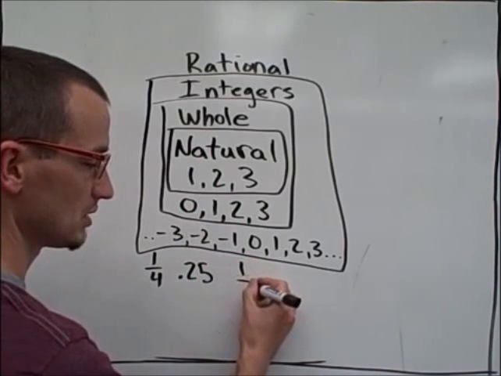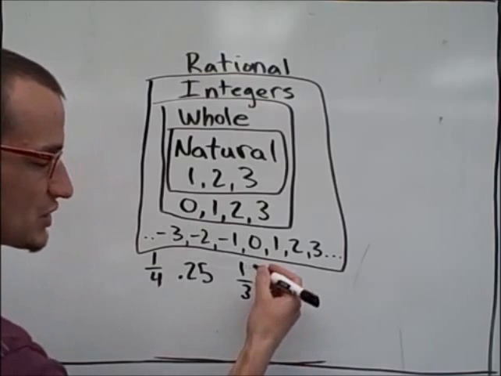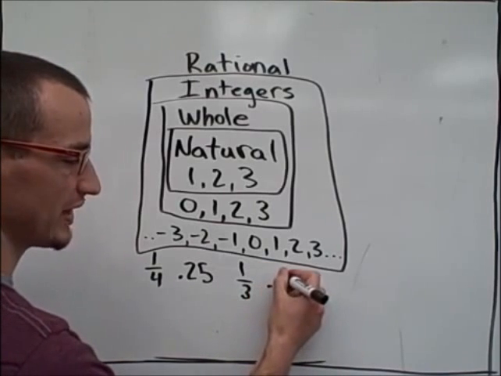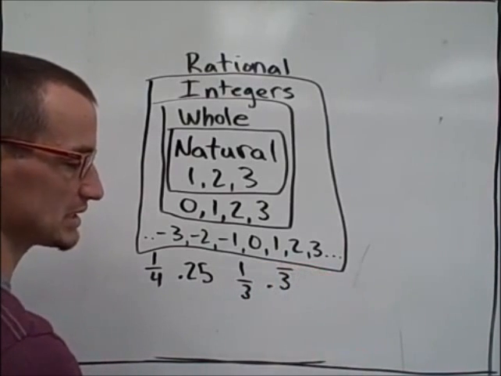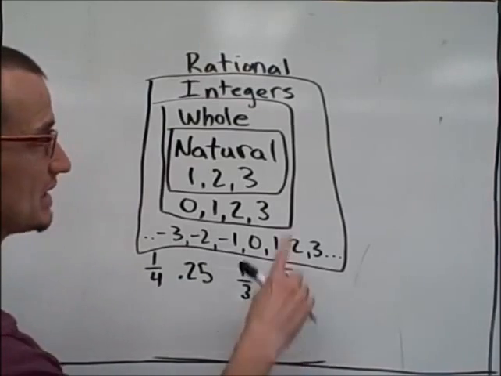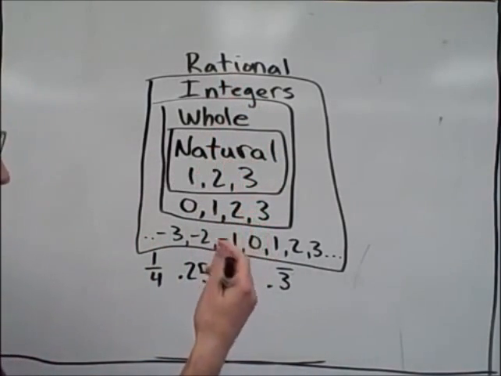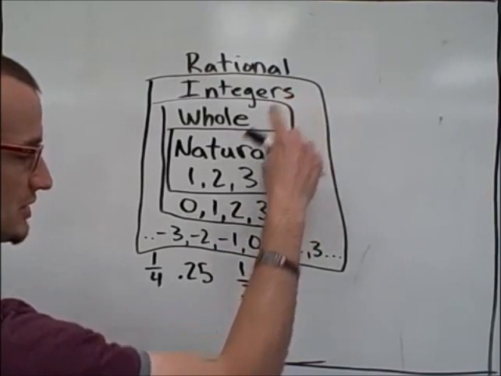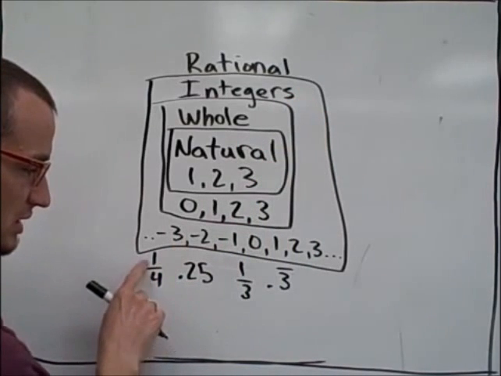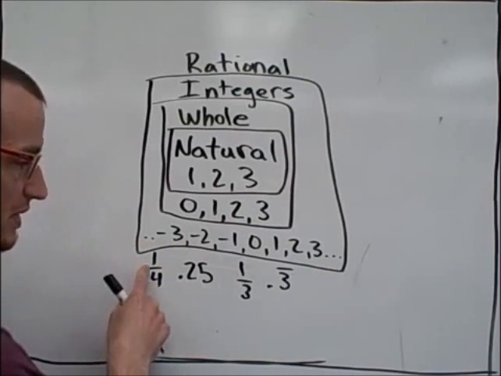This fraction converts to a decimal that repeats. When a decimal repeats, it's also a rational number. It comes from a ratio. A ratio is a comparison of two integers by division. This is a division sign right here.